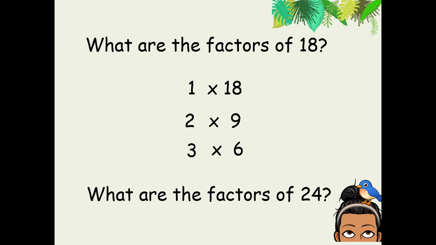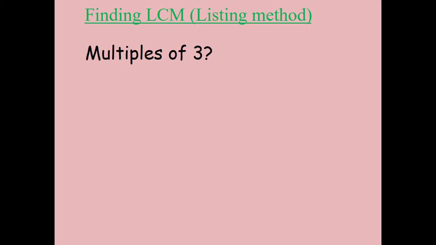All right. What are the factors of 24? Pause the video and let me see if you can list all the factors of 24. Remember to think of the numbers that can go exactly into 24. So we have 1, 2, 3, 4, 6, 8, 12, and 24 itself. Those are the factors.